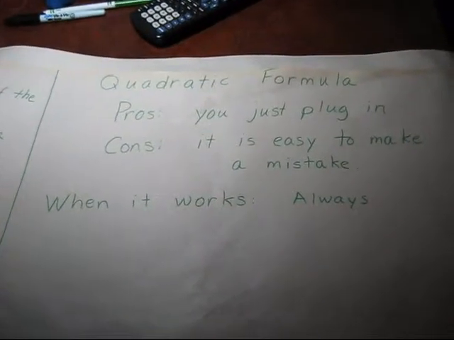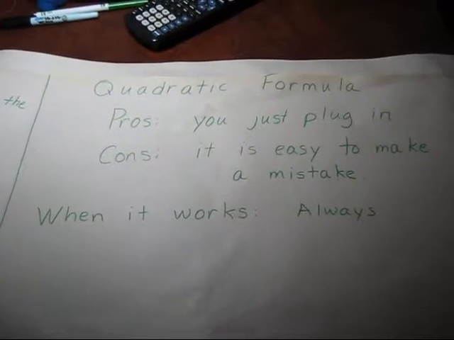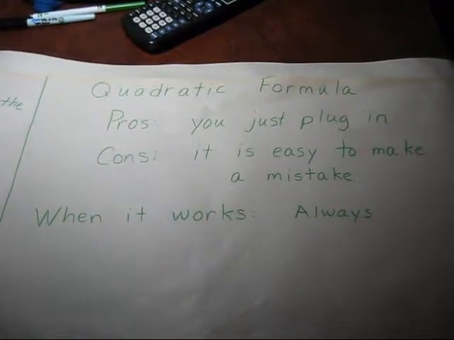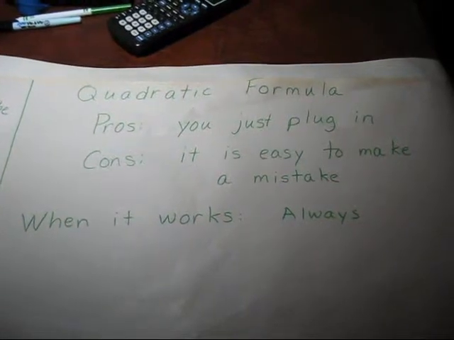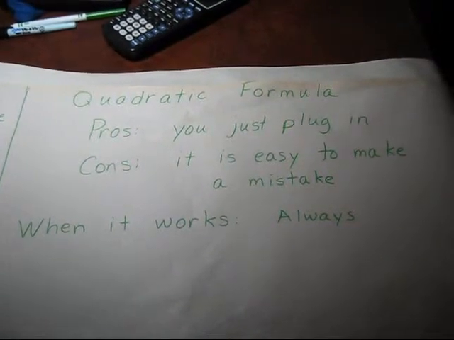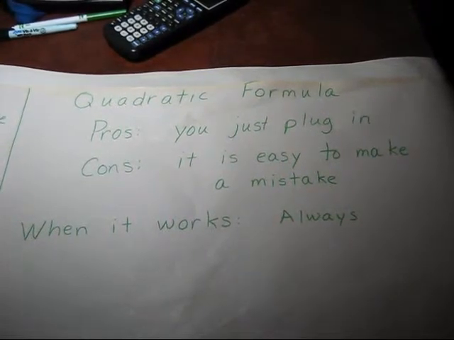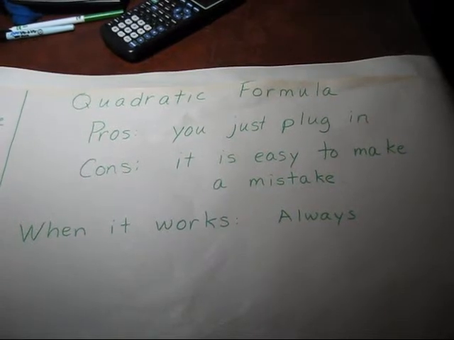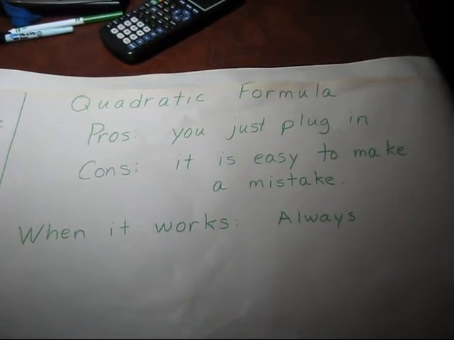The quadratic formula always works. It's very, very nice that way. And it actually came from completing the square. That's how it's derived. The pros are you just plug in. There's no intuition or guessing. Plug in your numbers. Cons is it's easy to make little mistakes. Square something wrong, mix up on a minus. But it always works.